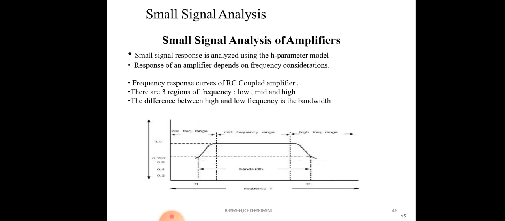We have three kinds of biasing techniques. One is fixed bias, the second one is collector base bias, and the third one is voltage divider bias. Among these three biasing techniques, voltage divider bias gives good stability. The stability factor is equal to 1. We saw that in the previous lectures, so you can see my biasing technique video lecture.